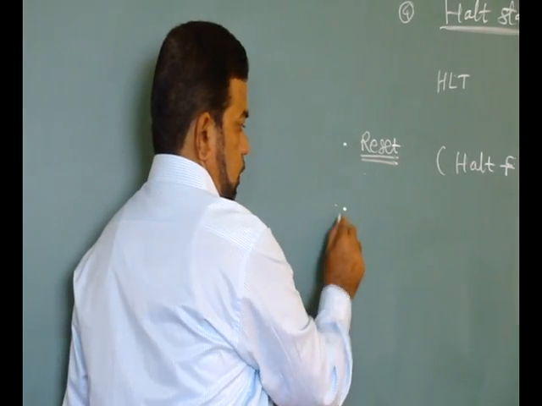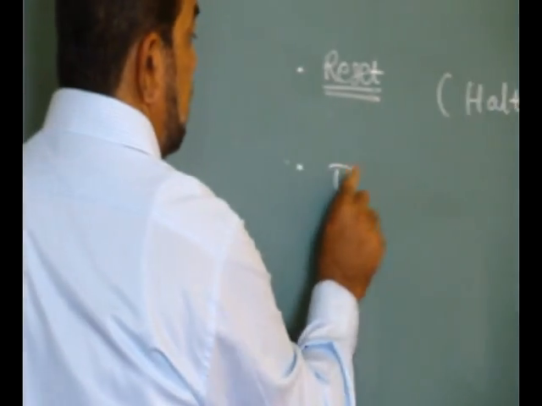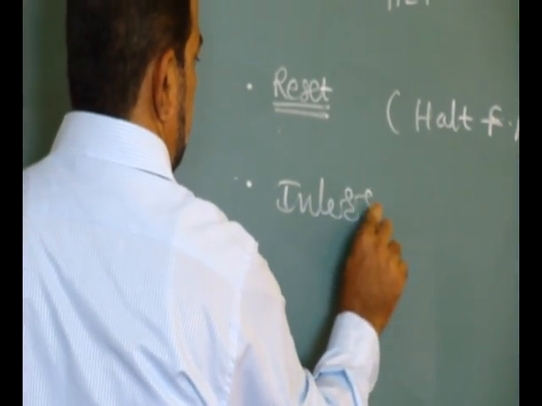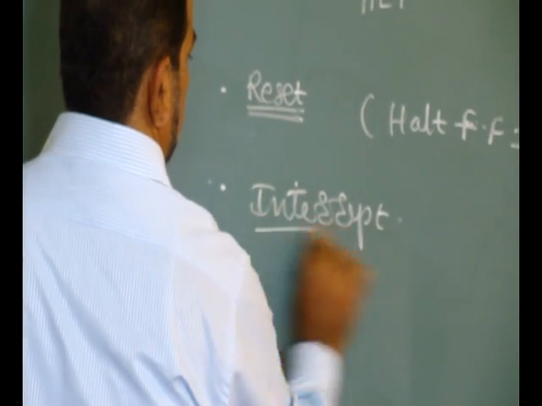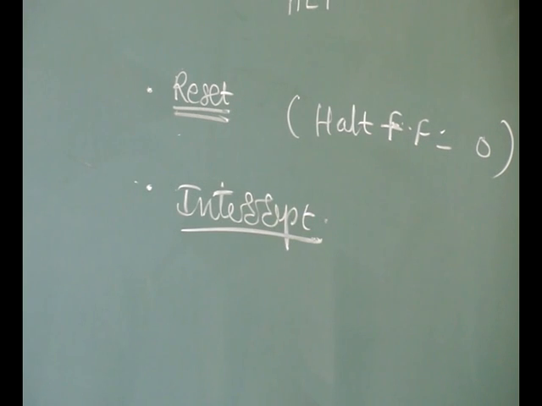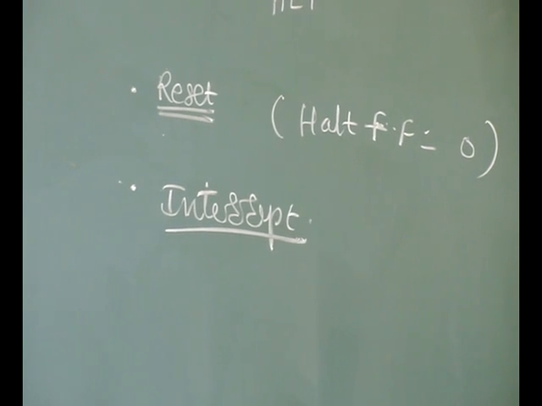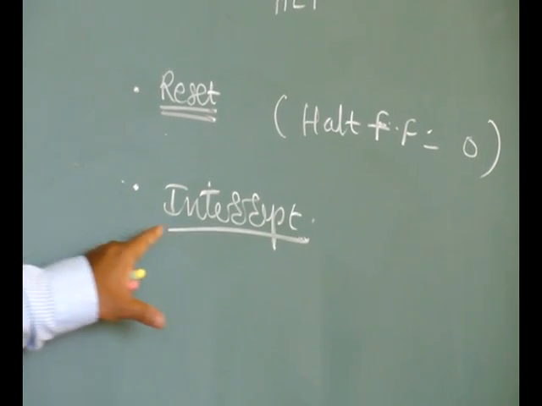Another way to take the processor out of halt state is to interrupt the system. A very important thing: if the processor is in halt state, what is my objective? How to come out of that halt state. So the way is interrupt.